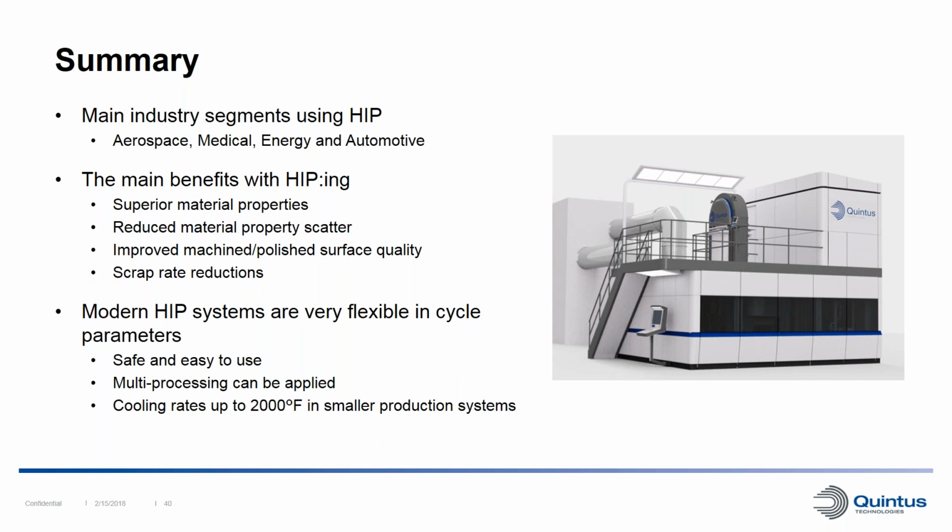You can use multi-processing, where you can apply both stress relieving, and you can make changes during the soak time. Above all, you can do very fast cooling rates to increase the properties and the microstructure of the material. And as we just presented here, cooling rates up to 2,000 Fahrenheit in the smaller production systems are achievable.